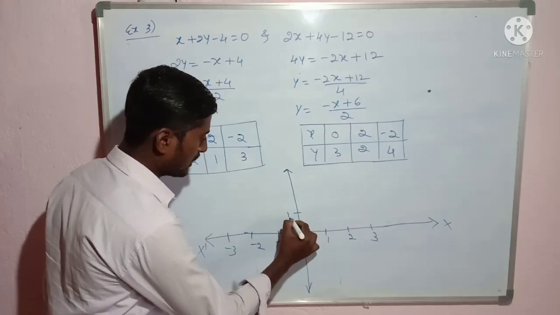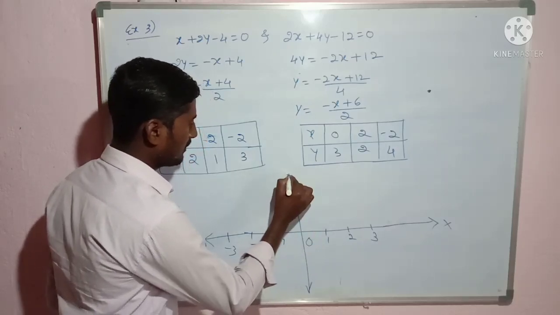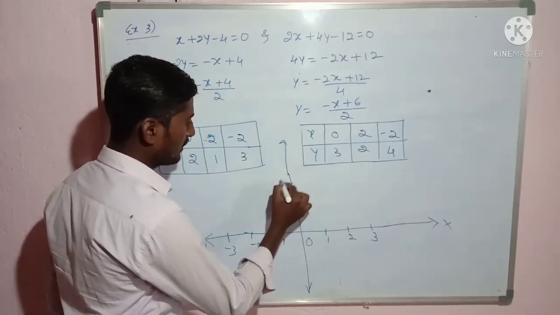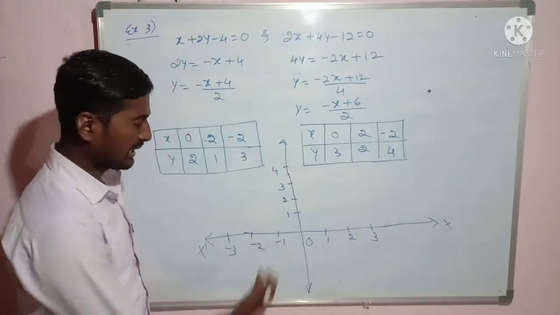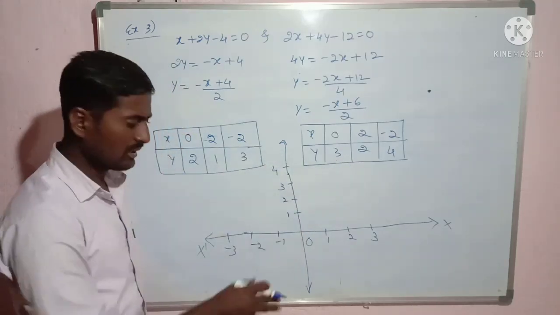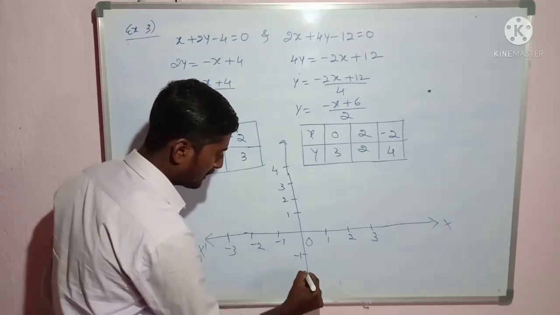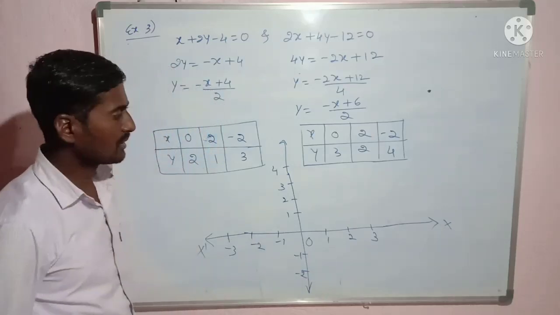So here I will take this as 1, 2. I will extend this 3 and this as 4. Negative values of y I am not getting. Even though I can write, no problem at all. Minus 1, minus 2.